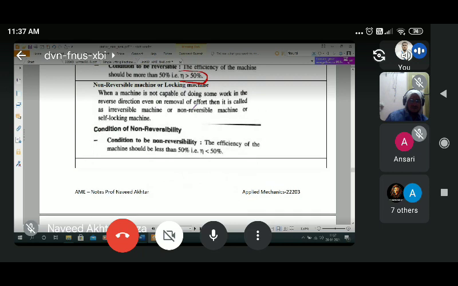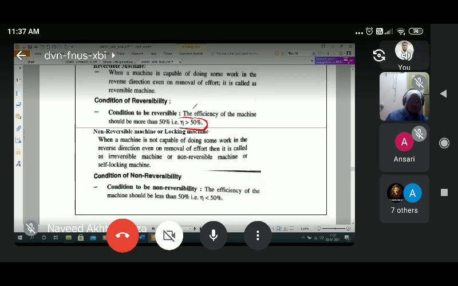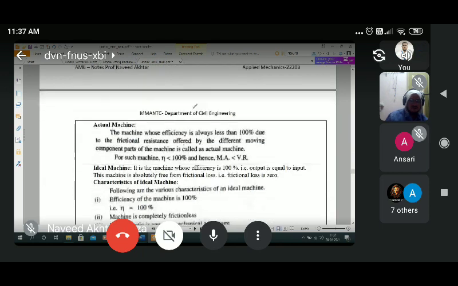So this non-reversible machine is also called a locking machine, and the actual machine we have seen: the efficiency is always less than 100%, then it is called an actual machine or real machine, and its mechanical advantage is always less than the velocity ratio, always less than the velocity ratio.